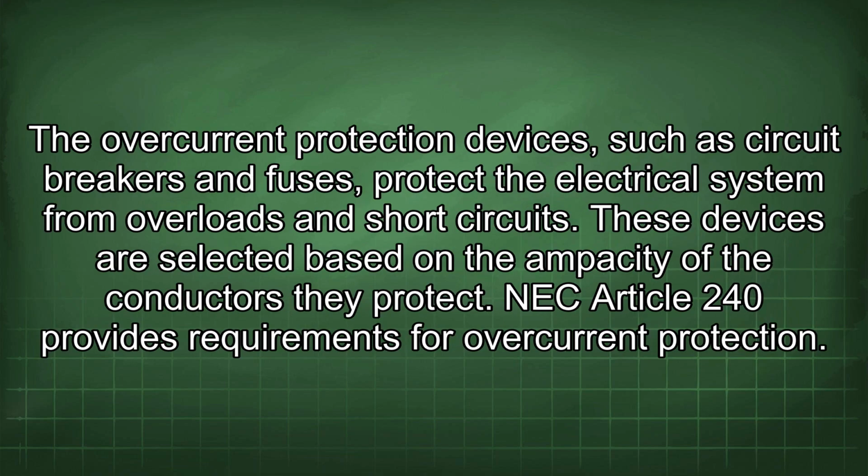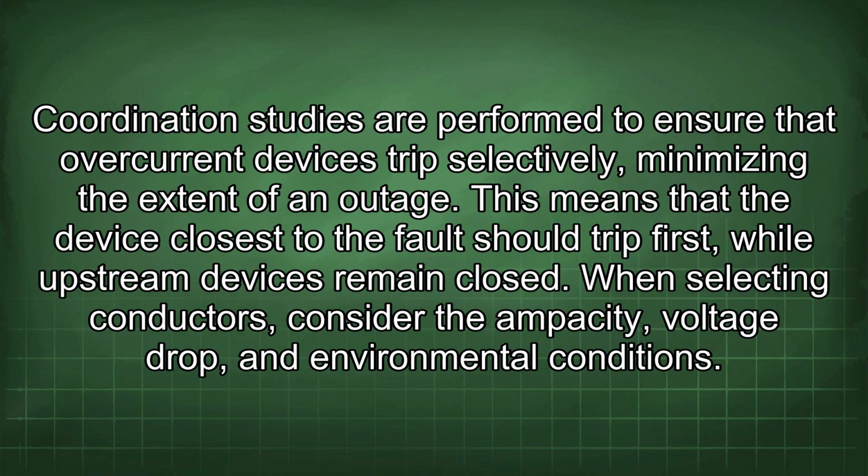The overcurrent protection devices, such as circuit breakers and fuses, protect the electrical system from overloads and short circuits. These devices are selected based on the ampacity of the conductors they protect. NEC Article 240 provides requirements for overcurrent protection. Coordination studies are performed to ensure that overcurrent devices trip selectively, minimizing the extent of an outage. This means that the device closest to the fault should trip first, while upstream devices remain closed.